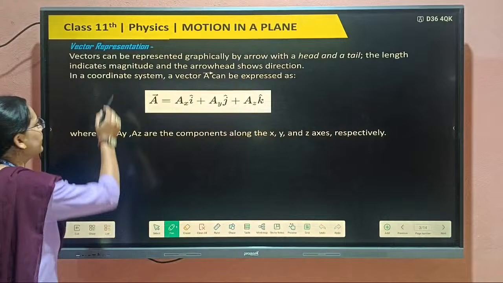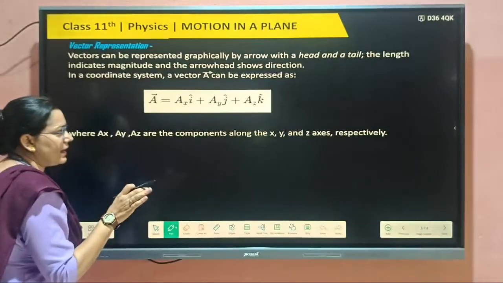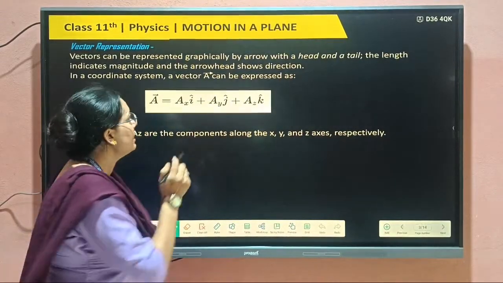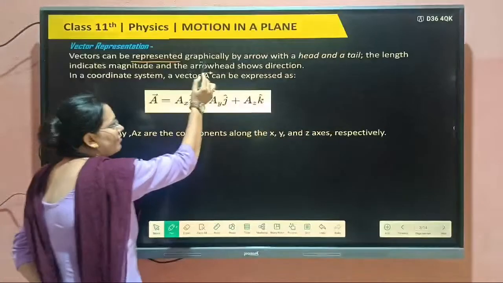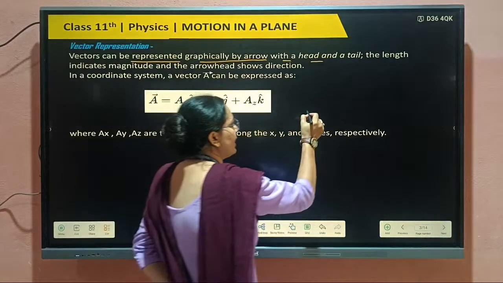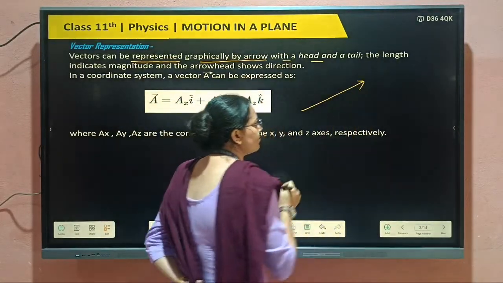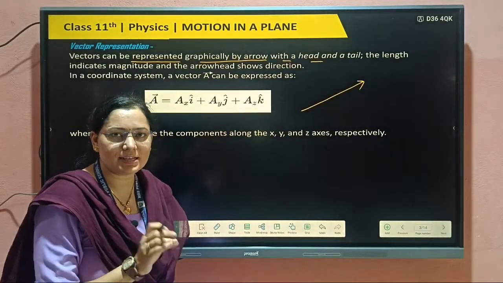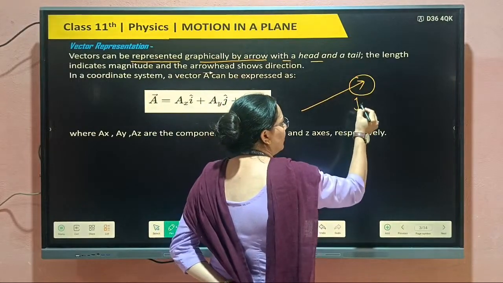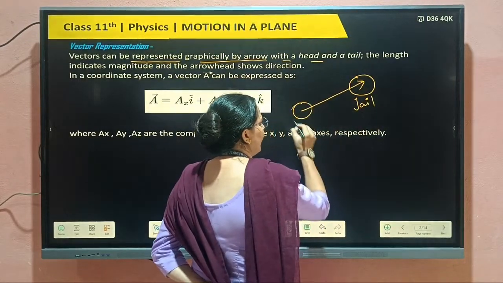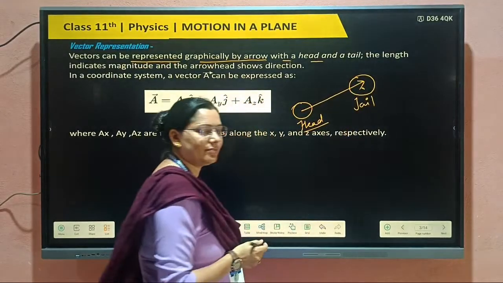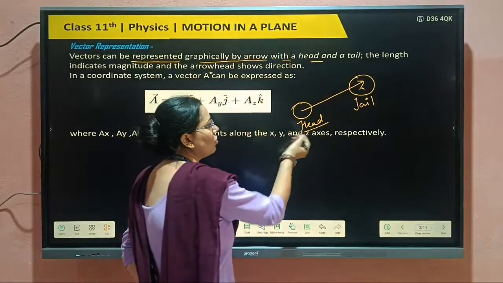Okay, so how we can represent our vector? Any quantity, vector or not vector, then what is the representation of the vector? Vectors are represented graphically by an arrow with a head and tail. Okay, like this one arrow is a symbol of any vector, we can represent with this one symbol, and this one side of the arrow we will call tail, and this one side we will call head. Which one having this sign, that we will call tail of the vector, and this one we will call head of the vector.